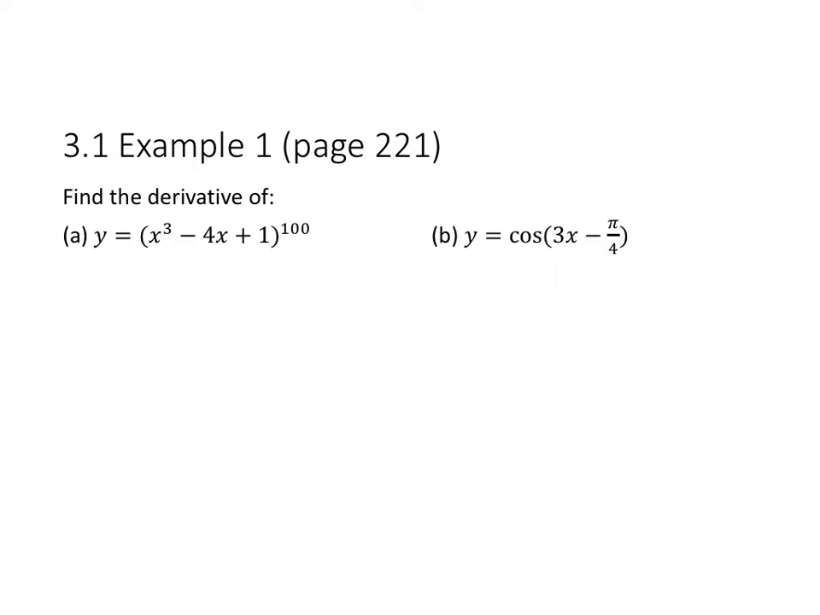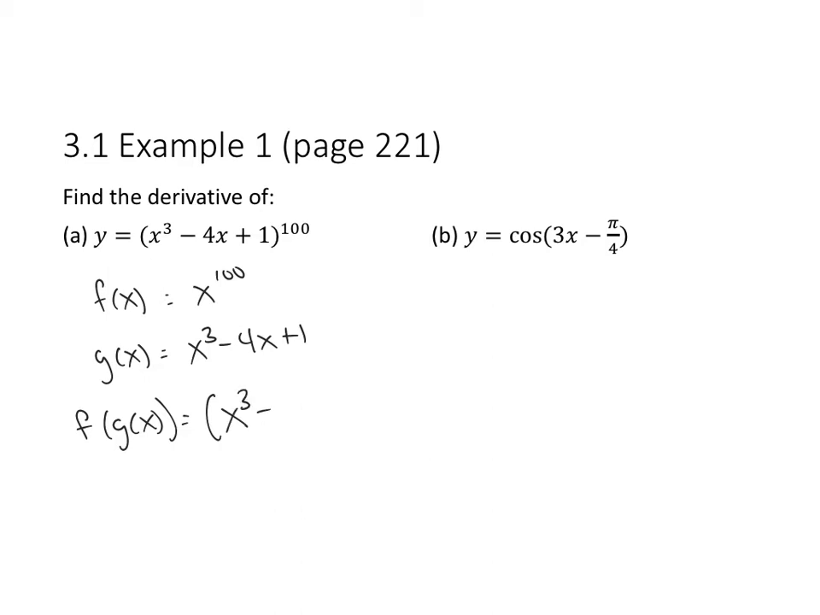Now let's apply it. When I look at this in example 1 on page 222, it asks me to find the derivative of y equals (x cubed minus 4x plus 1) to the 100. So the first question is, what's the outside function? What's the function that's the parent function? So hopefully you see that the power to the 100 is the parent function. So my f of x would be x to the 100, and my g of x would be x cubed minus 4x plus 1. So my parent, my f of g of x, is the whole function together. X cubed minus 4x plus 1 all to the 100.